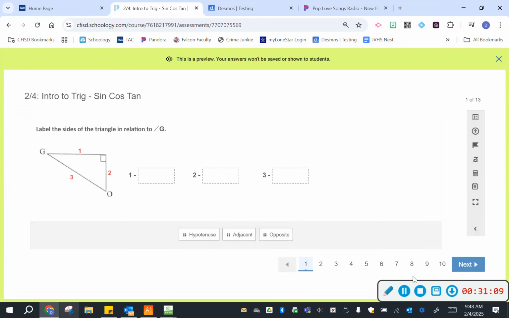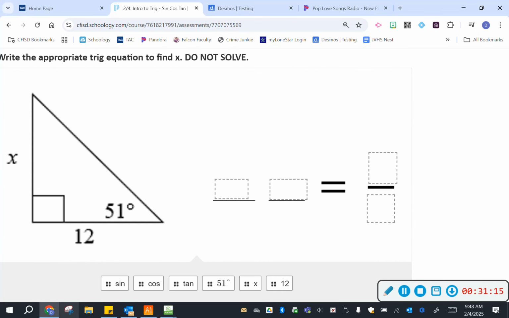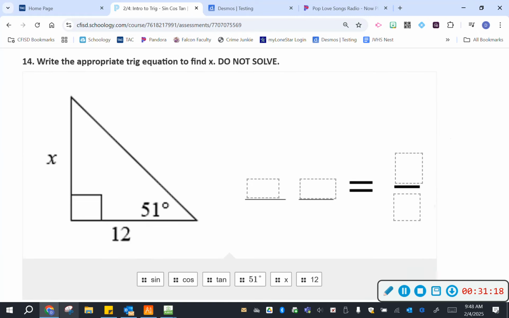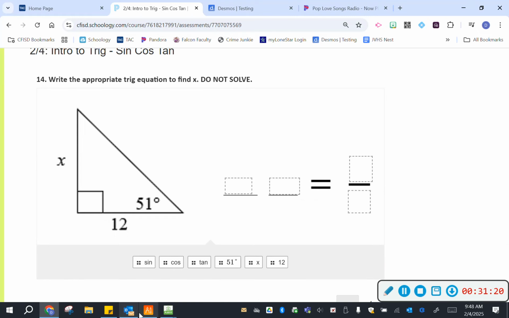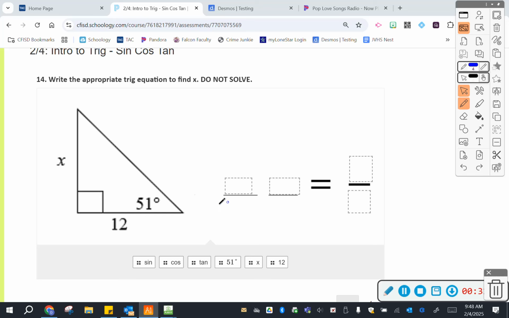Real quick, I want to help y'all with number 5. Can y'all look up? Even if you're not done, just look up. Pause. Number 5. You are just setting up the equation here, and we did not do anything quite like this, so I want y'all to look, please. For 51, the angle always goes in that second blank. What do I have here? The x is what compared to 51? I have an opposite. And I have an adjacent.